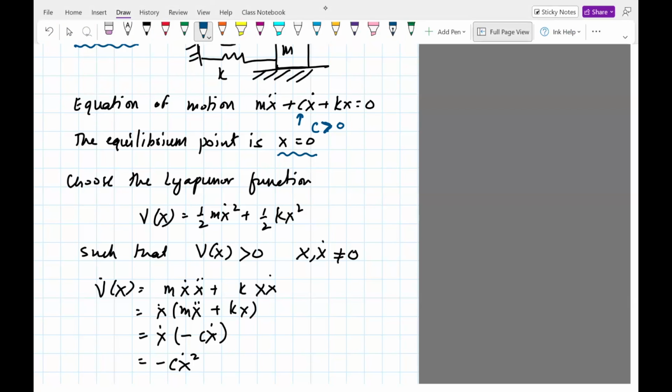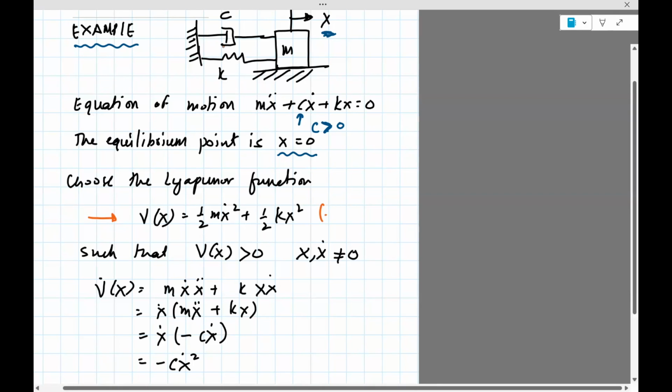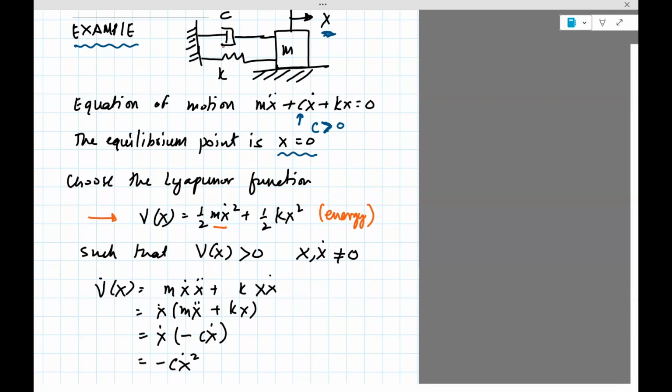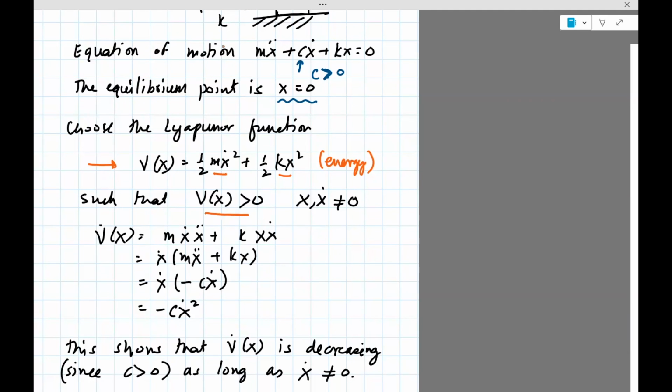So how is this analyzed using a Lyapunov function? Well, first we'll choose the Lyapunov function to be the energy. So there is half mv squared, the energy stored in the mass, and half kx squared, the spring energy. We know that V of x is greater than 0, because assuming x and x dot are not 0, it's not at the equilibrium, so V of x is clearly positive, and that's very important. It's the first condition, condition 1 from the previous page.